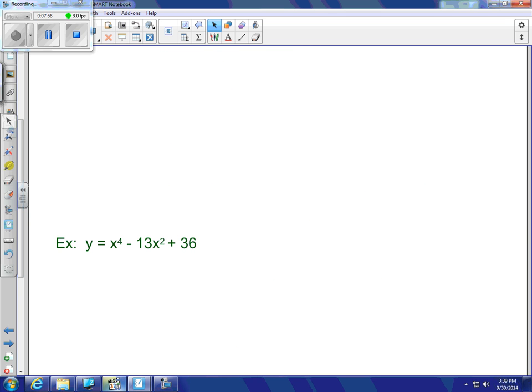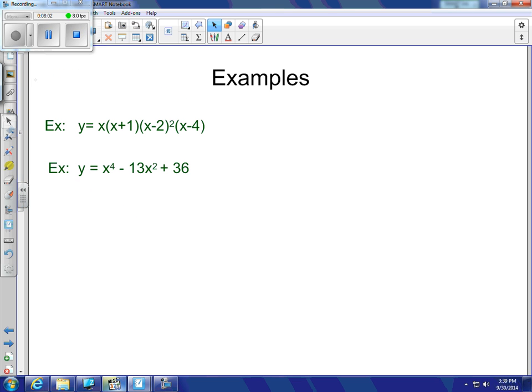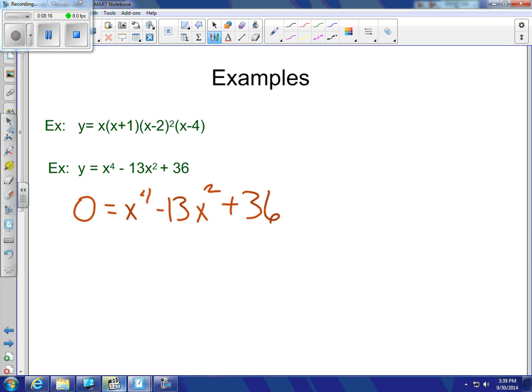Let's do another example. Let's do this one. Okay? So x to the 4th minus 13x squared plus 36. Okay, again, x-intercept: plug in 0 for your y. So we're just going to factor. x squared minus 4 and x squared minus 9, right?